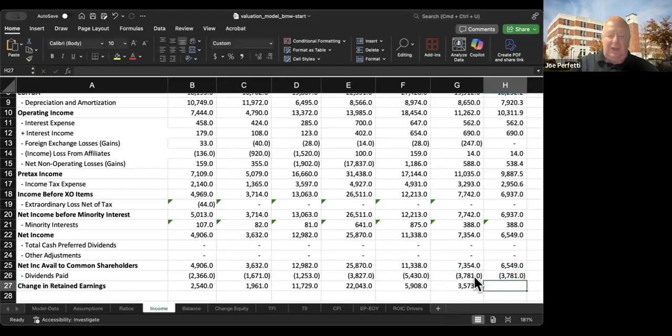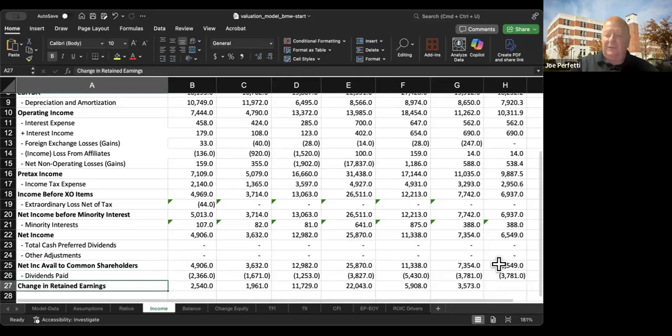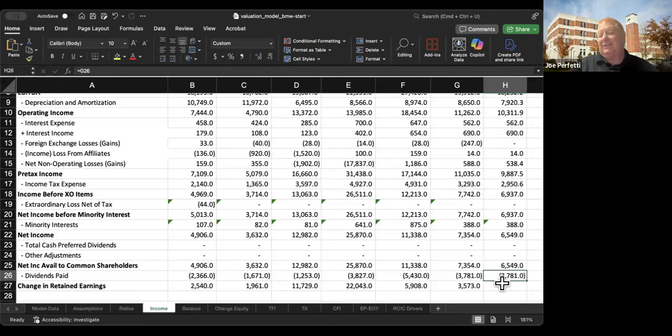Okay. Change in retained earnings. Net income minus dividends is change in retained earnings. But you'll notice that there's a little bit of a problem. Over here, net income minus dividends equals change in retained earnings. If I do that, 6.5 billion minus a negative 3.8 billion, it's going to give me something like 10 billion of retained earnings. That's not the right number, right? So what I actually have to do is equals net income, H25, plus the negative dividend, H26, to get change in retained earnings of 2768.